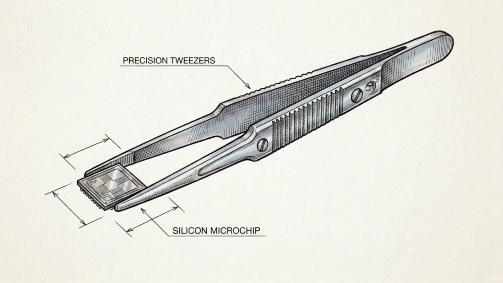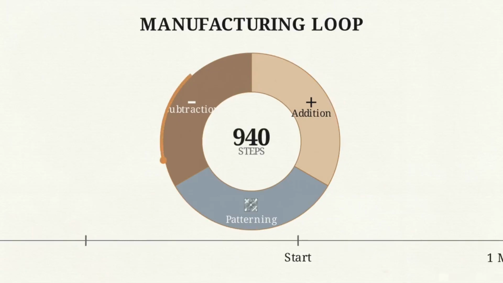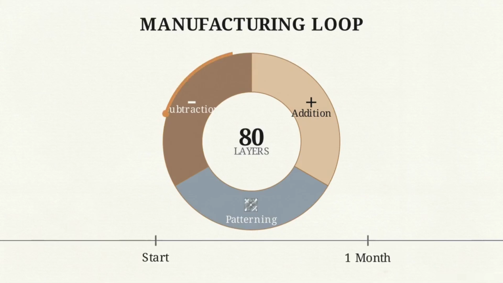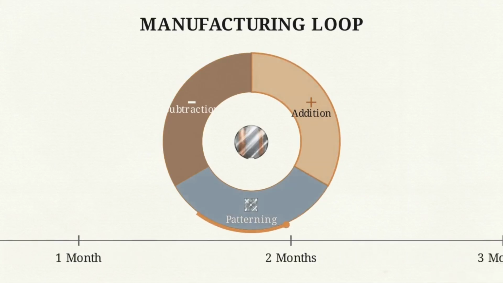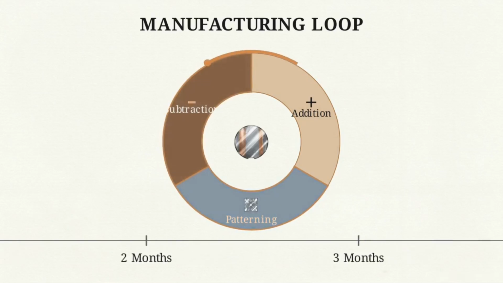You cannot build a structure this complex upwards all at once, and you certainly cannot use mechanical assembly or physical tools to place the components. Instead, the entire architecture is built through a rigorous, repeating cycle of chemical and optical processes, adding a layer of material, patterning a shape into it, and removing the excess.